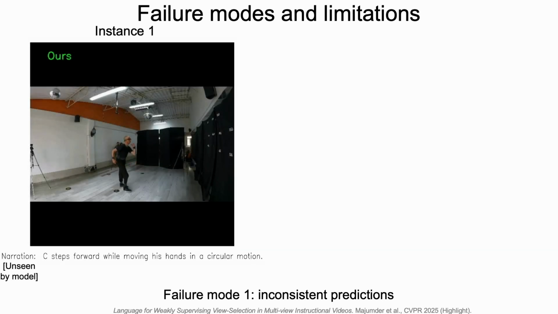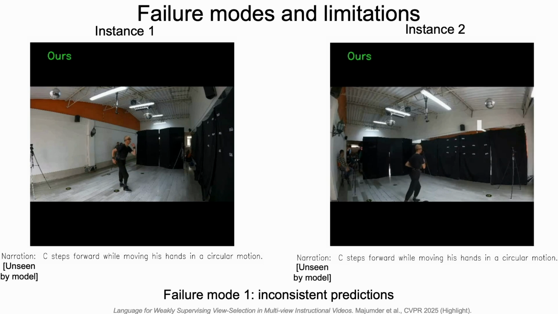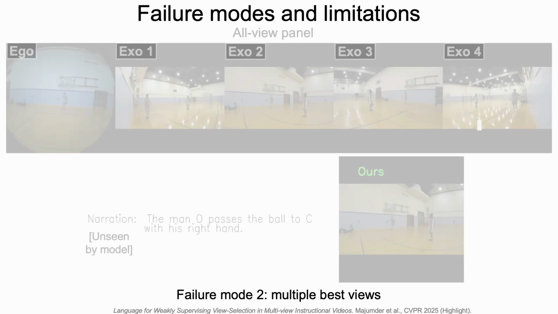We notice two common failure modes. In the first one, our model picks different views for the same activity across different instances. This probably happens because for these instances, the model picks up on spurious visual cues that are not relevant to the activity. In the second mode, there are multiple good views that show the activity equally well, and our model chooses a view that does not always match the preference of a human evaluator.